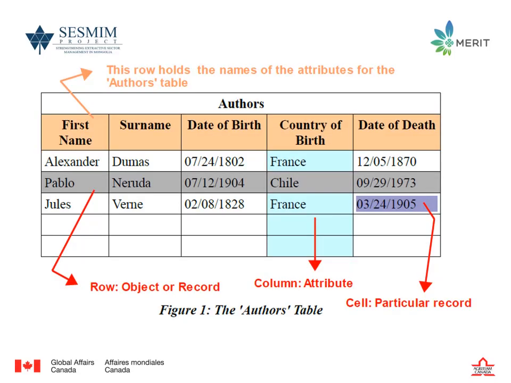This is just a visual representation of what I was just talking about. Here we have a simple table with 5 columns and 3 rows, and the columns represent attributes, or the columns are fields. Each of the columns is a piece of information about each of the rows, and the rows are individual units. So Alexander Dumas, his date of birth, his country of birth, and his date of death, those are all one record.